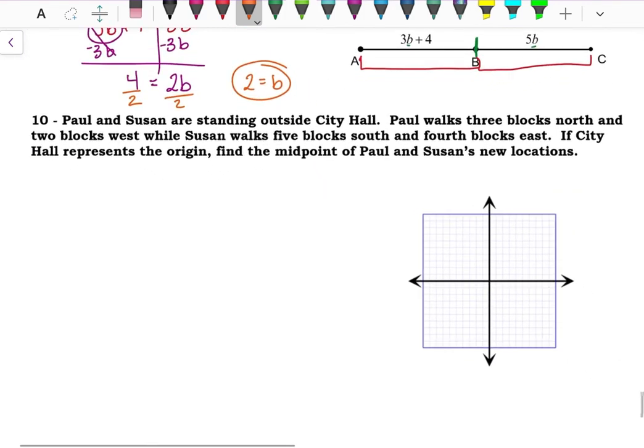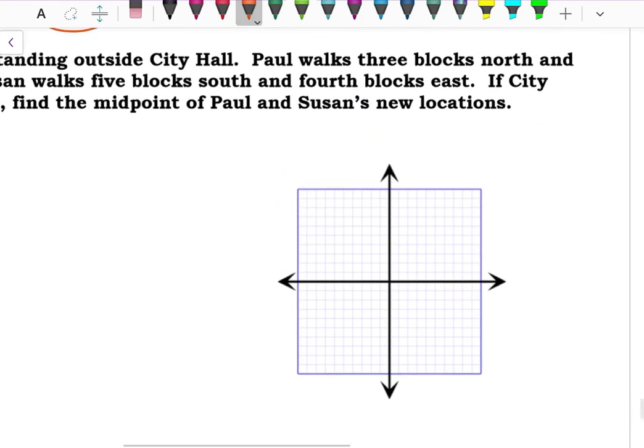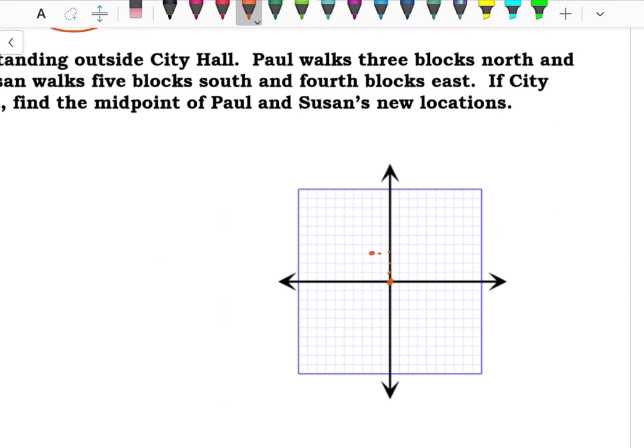Okay. And number 10, we had an example like this yesterday where Paul and Susan are standing outside City Hall. Paul walks 3 blocks north, 2 blocks west, while Susan walks 5 blocks south, 4 blocks east. And we need to find the midpoint now between their two new locations. So first, Paul starts here. He walks 3 blocks north, so 1, 2, 3, and then 2 blocks west, which is to the left, so 1, 2. This is Paul. So Susan, she walks 5 blocks south, so 1, 2, 3, 4, 5, and then 4 blocks east, 1, 2, 3, 4. This is Susan.